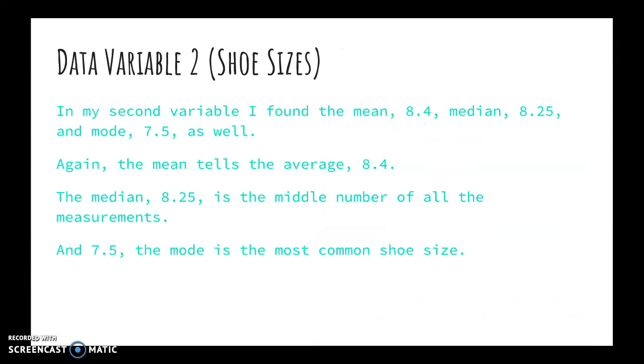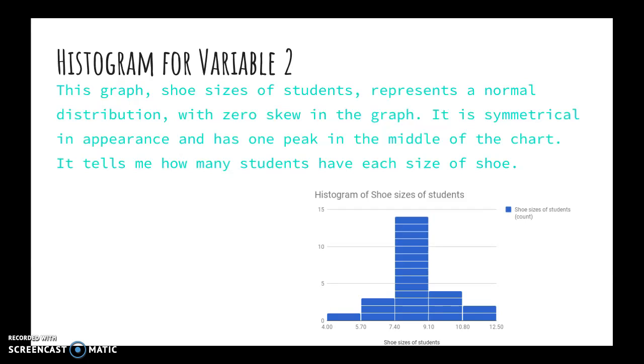Data variable 2, shoe sizes. In my second variable, I found the mean, 8.4, the median, 8.25, and the mode, 7.5. Again, the mean tells the average, 8.4, the median, 8.25, is the middle number of all the measurements, and 7.5, the mode, is the most common shoe size.